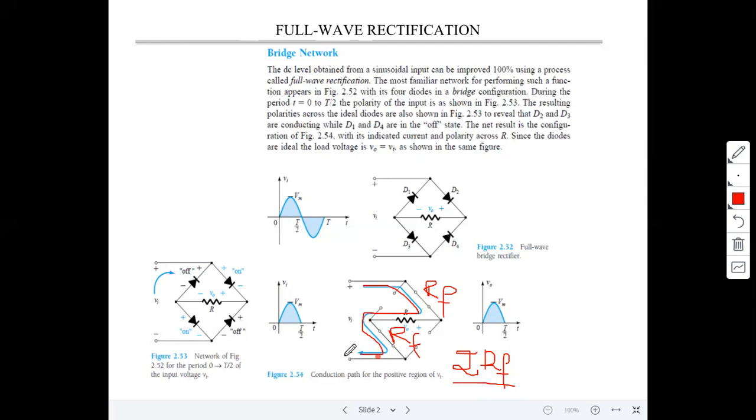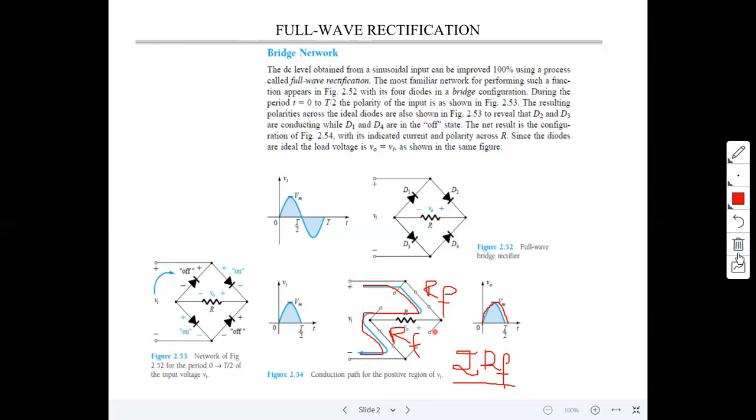Okay, this is the positive cycle. During the positive cycle, diodes D2 and D3 are forward biased. Now the output follows the input. Output is equal to the same, output follows the input, 0 to Vm, T by 2, right?